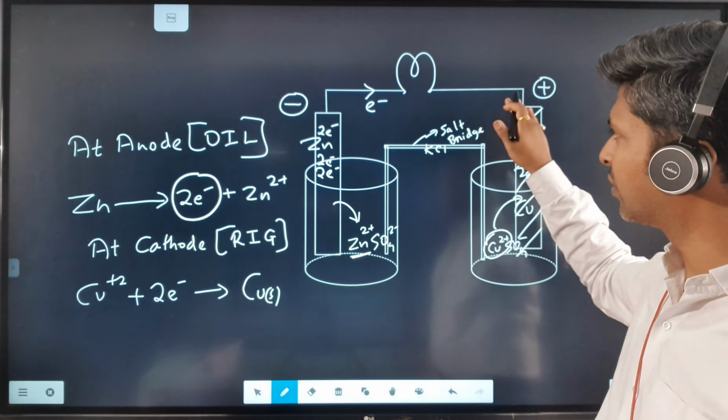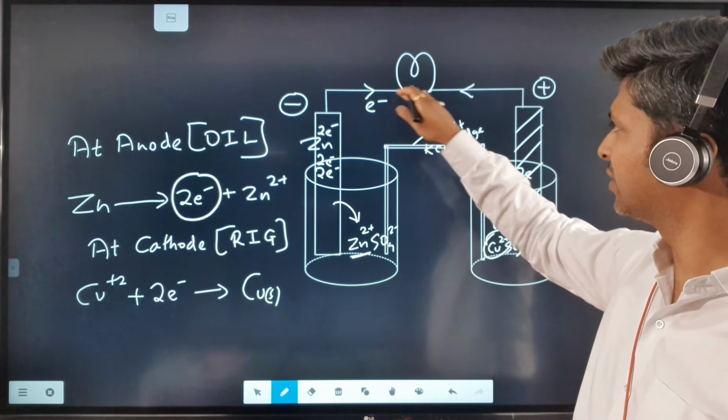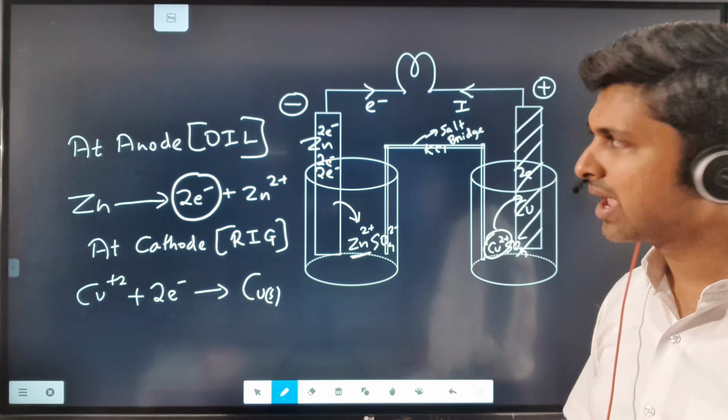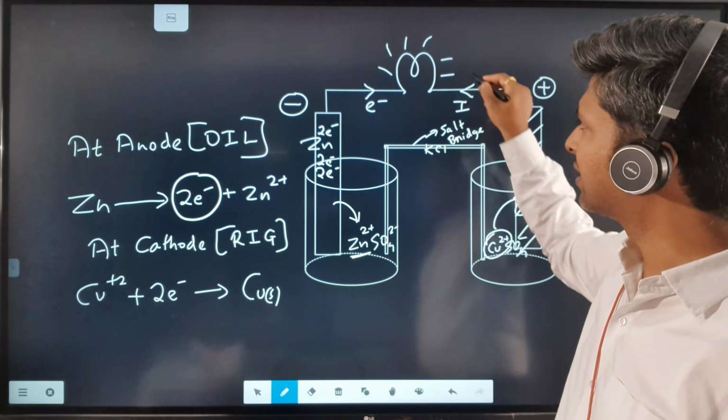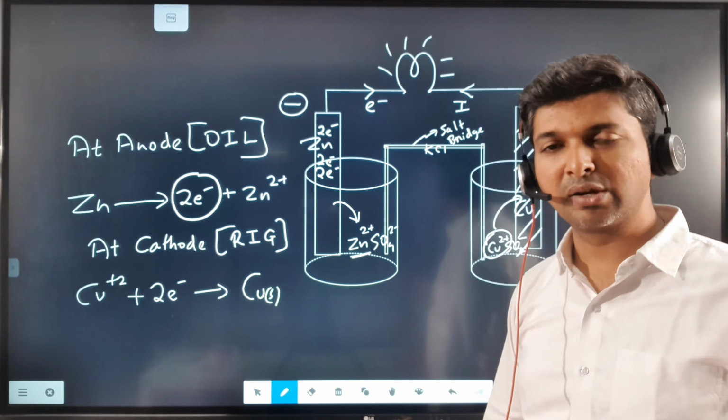Now when electrons are flowing over here, we know that when electrons flow in this direction, the current will flow in the opposite direction, and this bulb will glow. Now there is one more thing for the bulb to glow, that is the circuit should be complete.